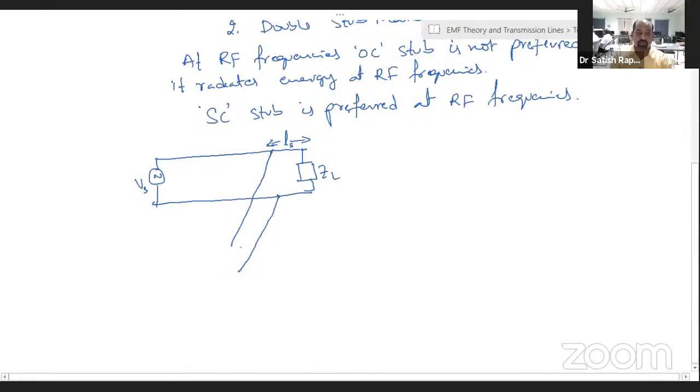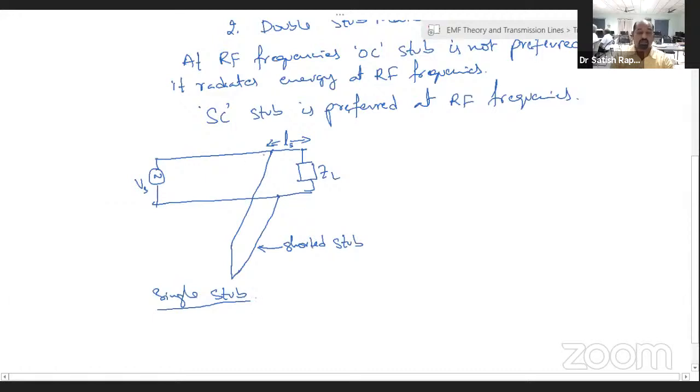Why is it an open circuited stub? Because here the ends are open. If the ends are shorted like this, this is called a shorted stub. And this is called a single stub.